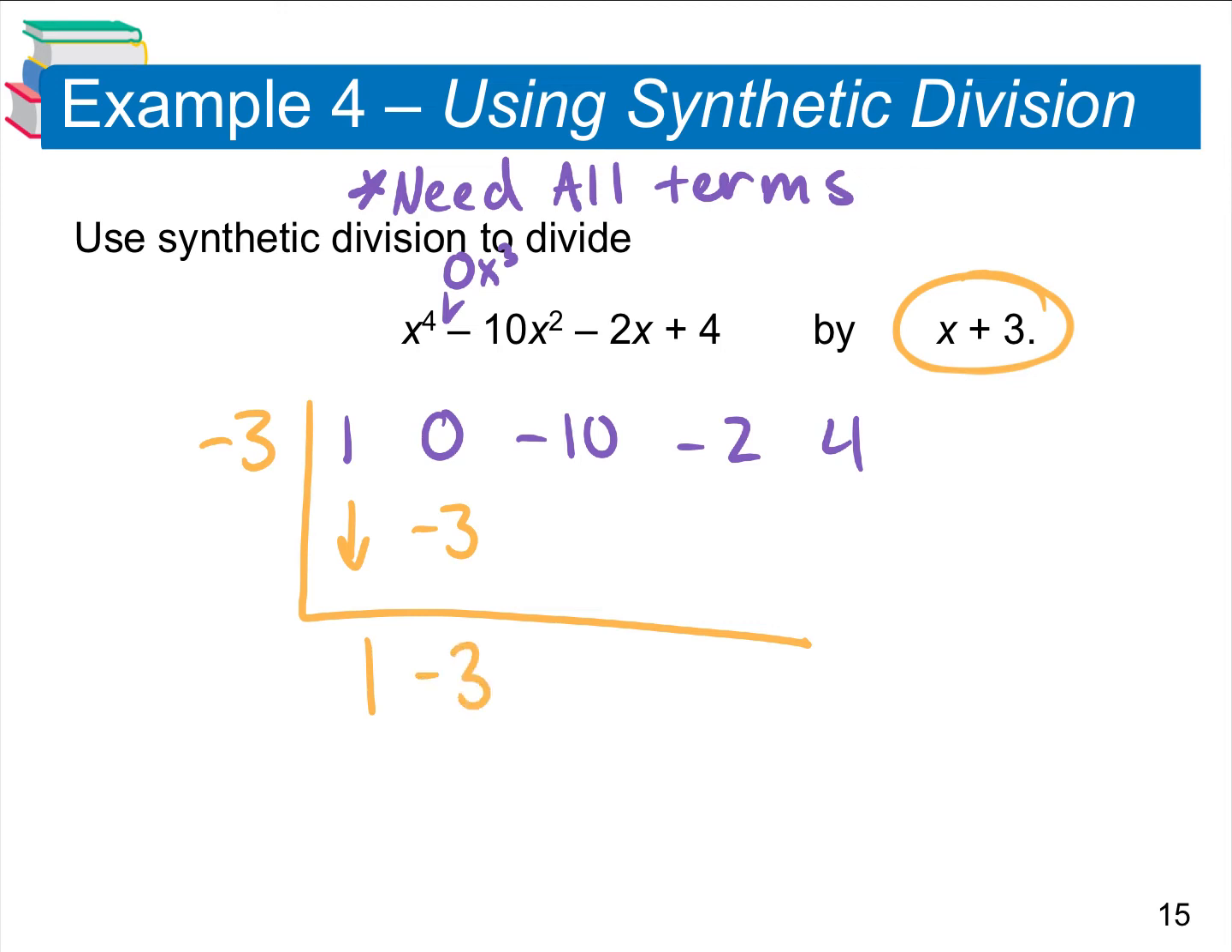On the outside we multiply. So negative 3 times negative 3 would be 9. Inside we add. So negative 10 plus 9 would be negative 1. Outside we multiply. Negative 3 times 1 would be positive 3. Inside we add. So negative 2 plus 3 would be positive 1. Outside we multiply. So negative 3. Inside we add, we get 1.